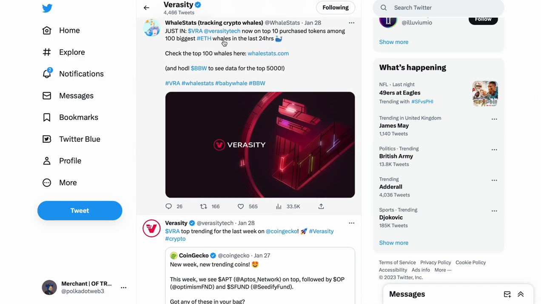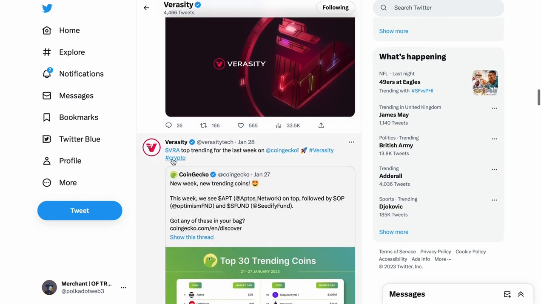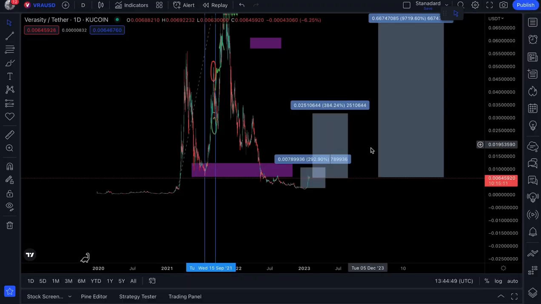Just in, VRA is now among the top 10 purchased tokens among the 100 biggest Ethereum whales in the last 24 hours. And last but not least, guys, VRA is top trending for the last week on CoinGecko.com. So I say that to say this. At the moment, Verasity is picking up momentum. And what's incredible with Verasity is the actual technicals are still behind the fundamental data, right?